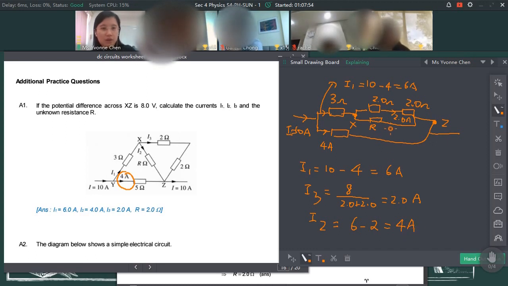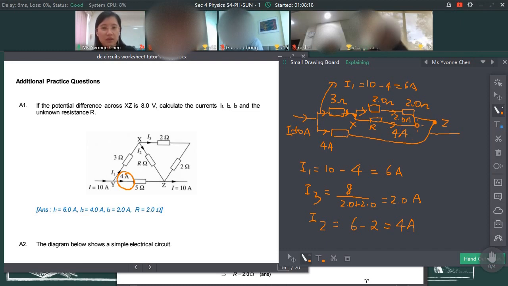Okay, Chloe, why do you use 6 minus 2? 6 is the current here, right? Because for a parallel circuit, the current splits, right? So this is 2.0. The below part is 4.0 amperes.